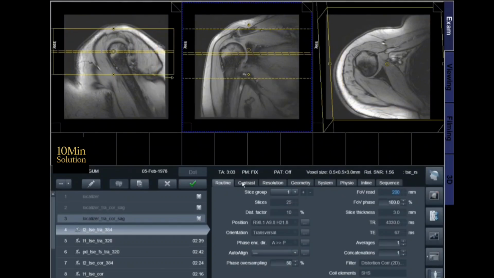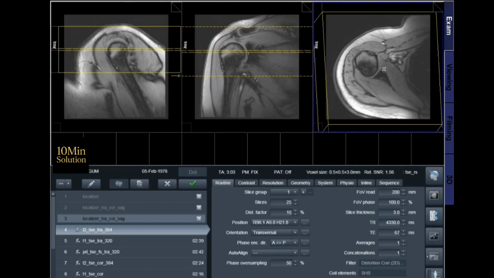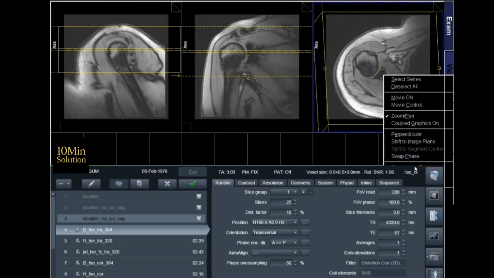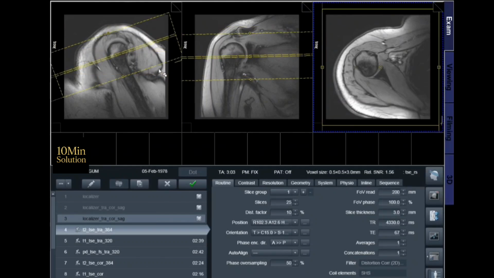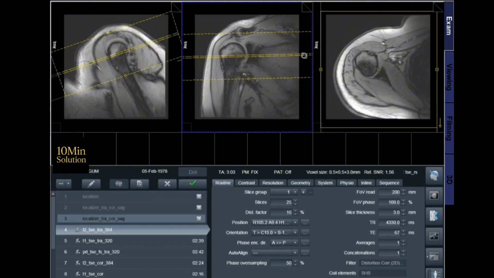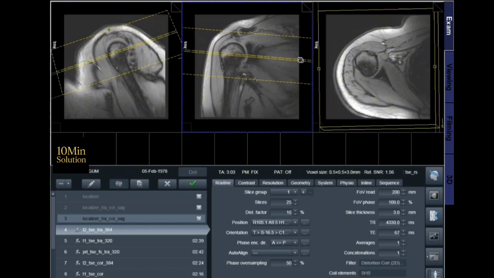Localizer and planning strategy. Scanning begins with 3 plane localizers: axial, coronal, sagittal. Planning must be done carefully because shoulder anatomy is oblique and not aligned with the standard body axis.